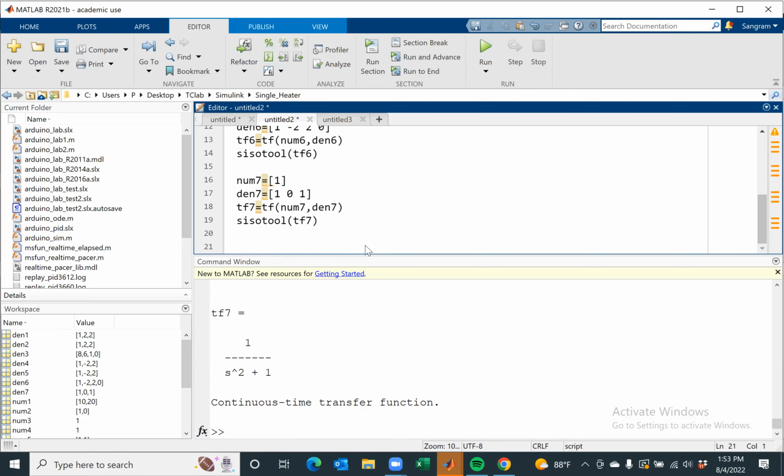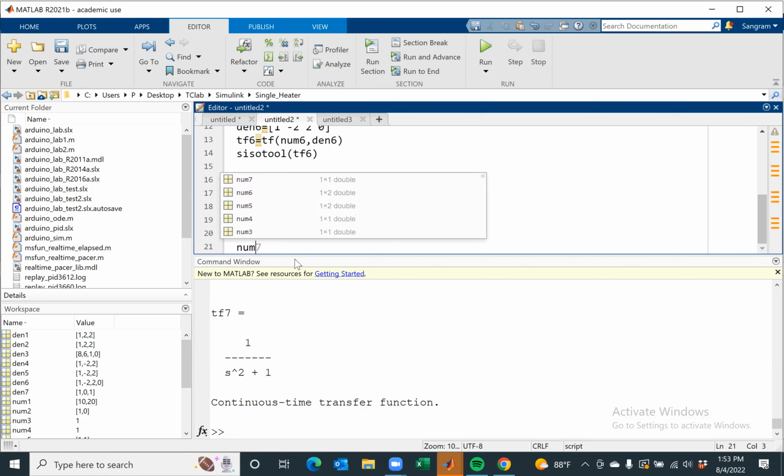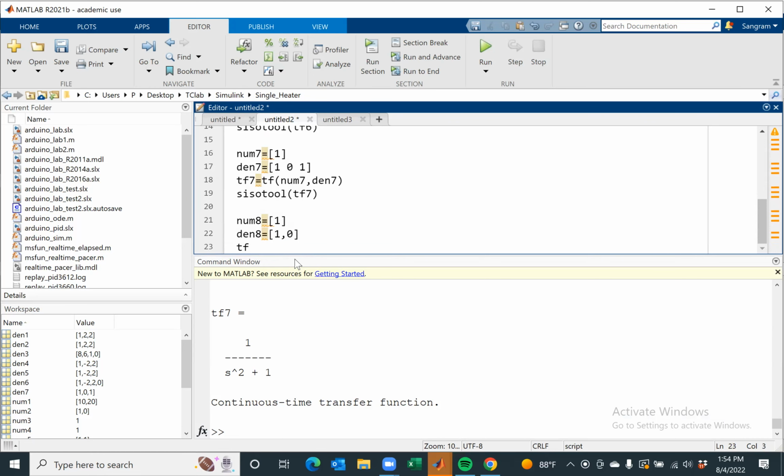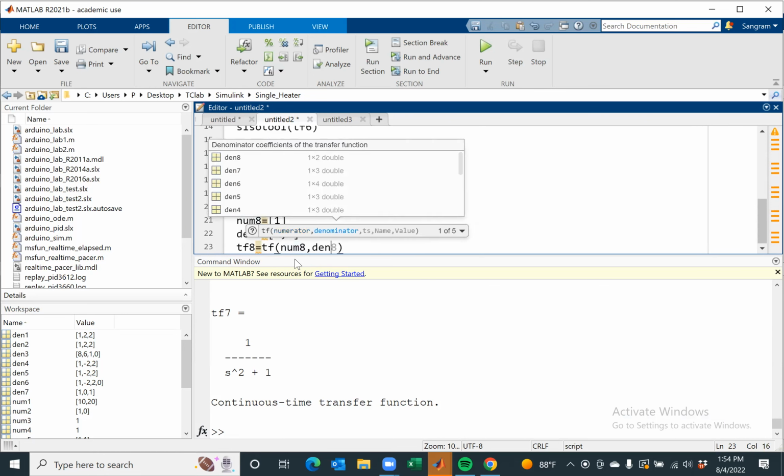So I would recommend that you do the Bode plot of the integrator and the Bode plot of the differentiator and just see how this works. So let me do just one, okay? So num8 is equal to 1, then den8 is equal to 1, 0. Then TF8 is equal to TF(num8, den8).